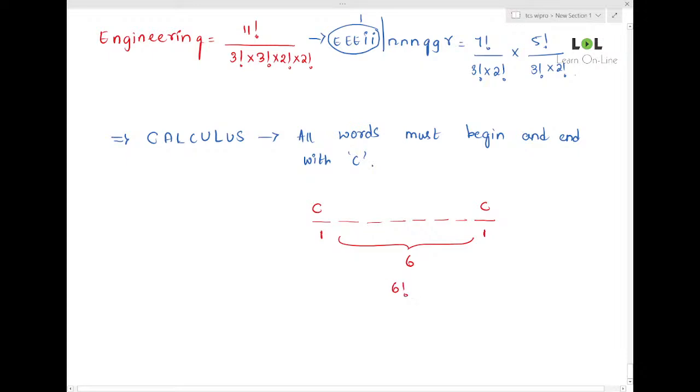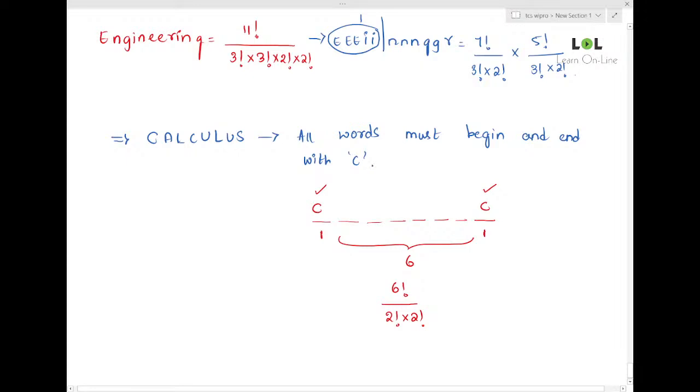6 factorial ways divided by repetitions. Repetitions: U repeated 2 times, L repeated 2 times. Now don't take another 2 factorial for C. Why? I have already placed C here. First place can be filled in only one way, that is C. Second place can also be filled in only one way, that is also C. So we get 1 into 1, and we need not bother about repetition of the C here. So remaining 6 places, 6 letters, 6 factorial divided by repetitions: L repeated 2 times, 2 factorial; U repeated 2 times, so another 2 factorial.